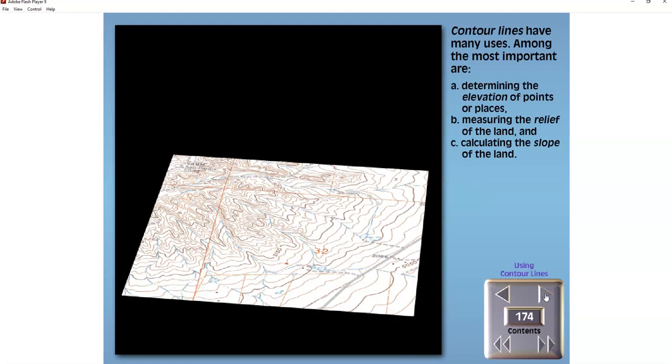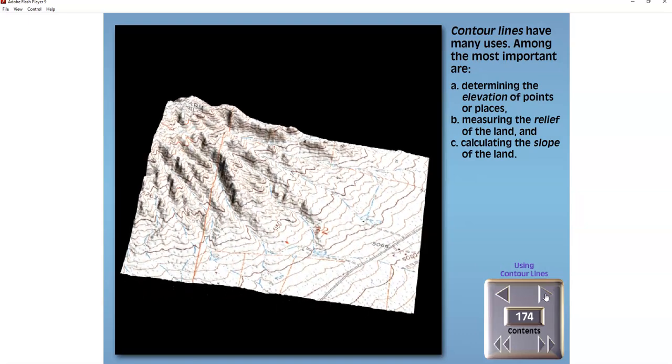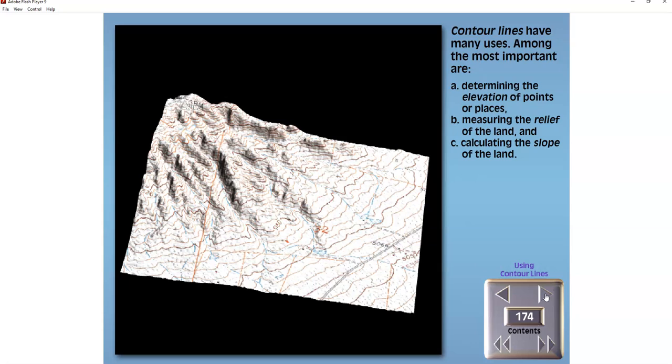Contour lines have many uses. Among the most important are: A. Determining the elevation of points or places, B. Measuring the relief of the land, and C. Calculating the slope of the land.